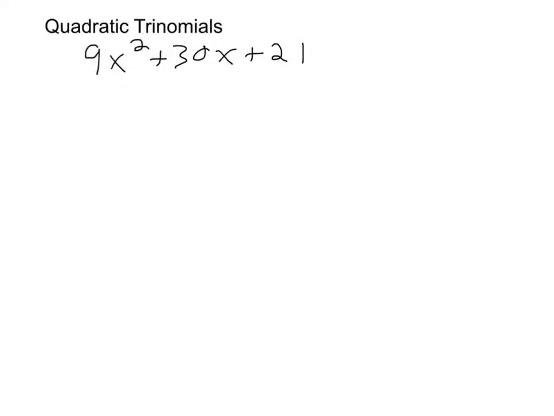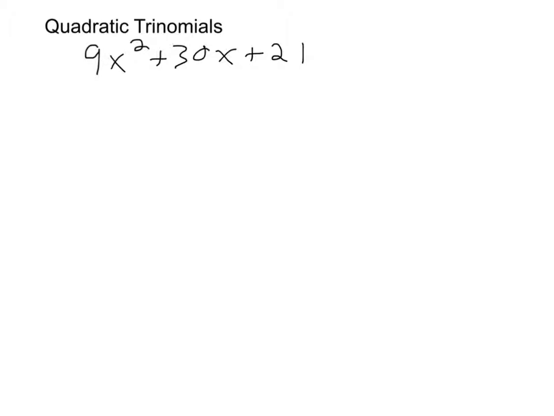So let's look at a quadratic trinomial. Quadratic because the largest degree is 2, it's an x squared, and trinomial because I have 3 terms, a 9x squared, a 30x, and a 21. And these are probably the most common factoring that we'll be doing throughout the rest of the year.